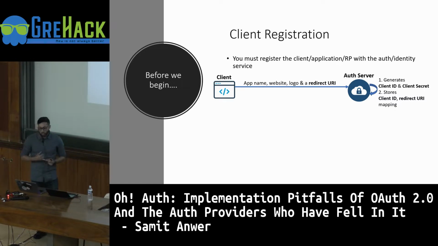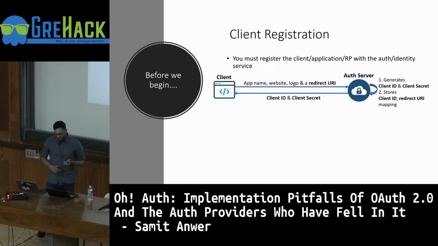The auth server also stores the client ID and the redirect URI mapping with itself. And the redirect URI is basically used to send back access tokens to the client when the client is actually trying to access the resource. So the redirect URI is used by the auth server to send back access tokens or authorization code. Finally, the client ID and the client secret is returned to the client. Now this client ID and secret is used for client authentication with the auth server. And we'll see where that happens in the entire flow. But this is a mandatory step required before we begin the OAuth flow.